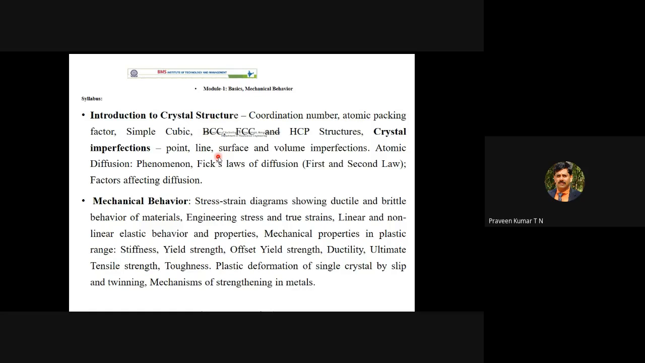Point defect means if one atom is missing from the corner of the simple cubic, then it is referred to as a point defect. If one line of atoms is missing in a lattice structure or crystal structure, then it is referred to as a line defect. When you are defining, you have to say lattice structure, crystal structure, or crystal. Don't say in metals.